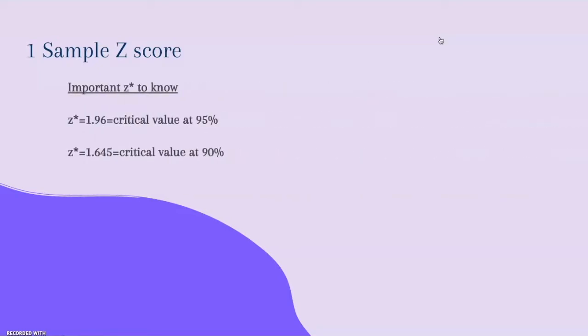Okay, so we're going to start off with some important Z-scores to know. The first one is 1.96. This is when the confidence level is 95%, and this is probably going to be the most common one. It's just important to know these, that way you don't have to look through the table every time. And then another important one is going to be 1.645 when the confidence level is 90%.